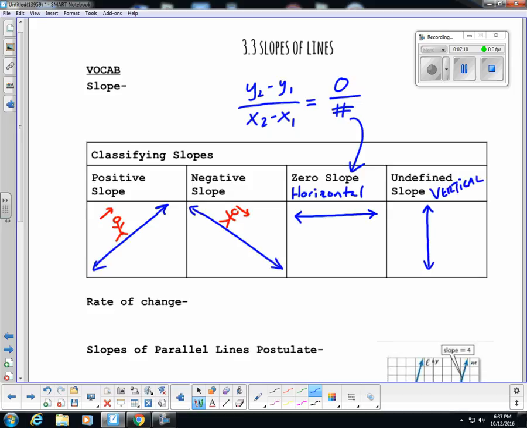On the contrary, undefined slope: vertical lines. Vertical lines have an undefined slope. So what's going to happen when you go to use this formula right here? You're going to get a 0 in the denominator, with some other number up there. Anytime there's 0 in the denominator, that's undefined. If you try to punch that out on your calculator, it's going to freak out and give you some kind of error. That should be a red flag that, hey, I have an undefined slope here. I have a vertical line.